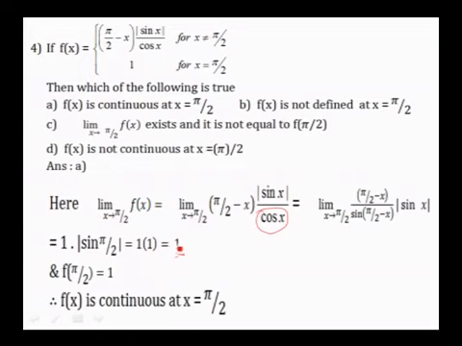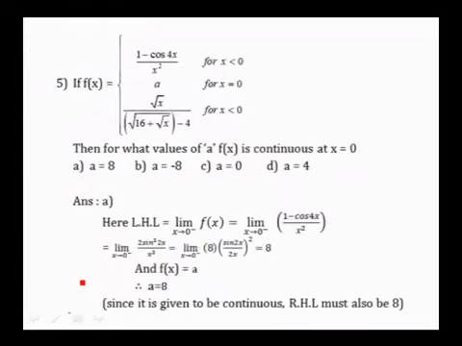Since these two are the same, I can say f(x) is continuous, because for continuity, the limit of f(x) as x tends to pi by 2 must be equal to f(pi by 2). So, the answer is A. f(x) is continuous at x equals pi by 2.